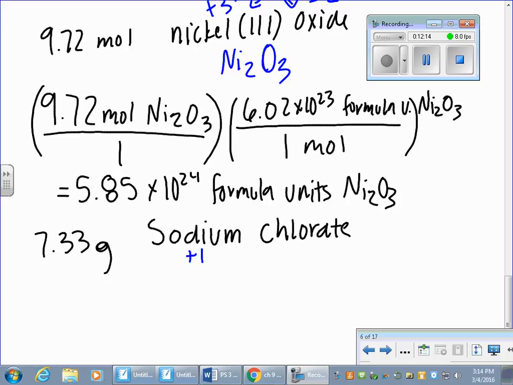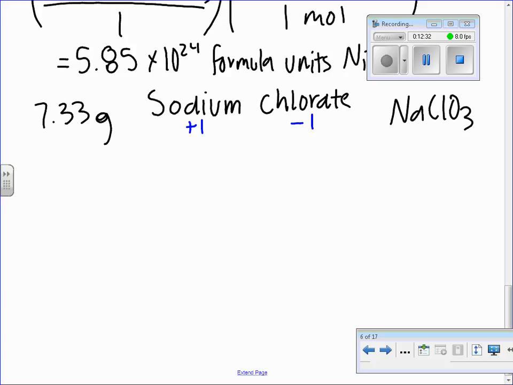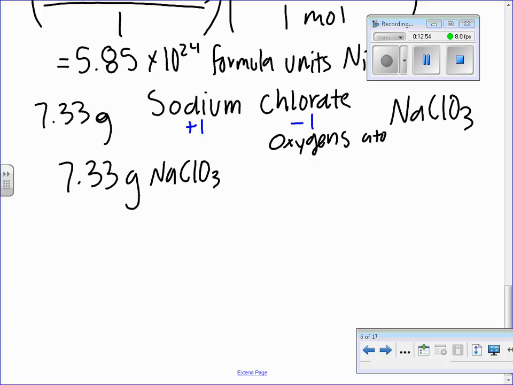Sodium plus 1, chlorate minus 1. So we have sodium chlorate. Simple enough. We're going to start off with 7.33 grams sodium chlorate. Now I know today in class we talked about how many particles are in this molecule. So let's solve for oxygen. We want to know how many oxygen atoms we have. Now that you understand there are 3 oxygens in this whole unit, it's all this many of Avogadro's number.